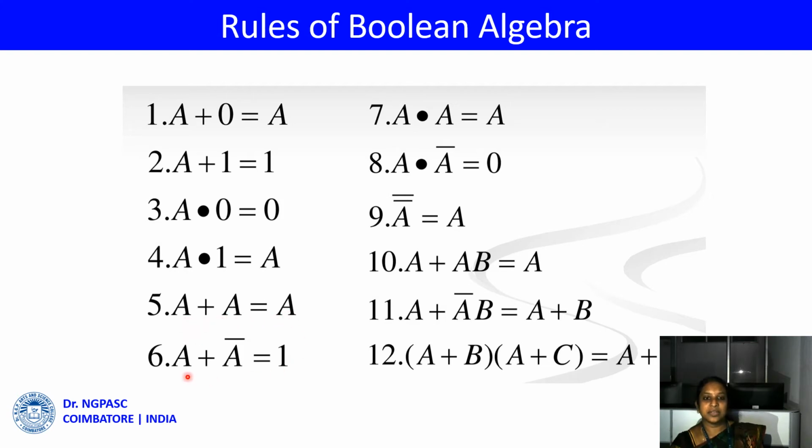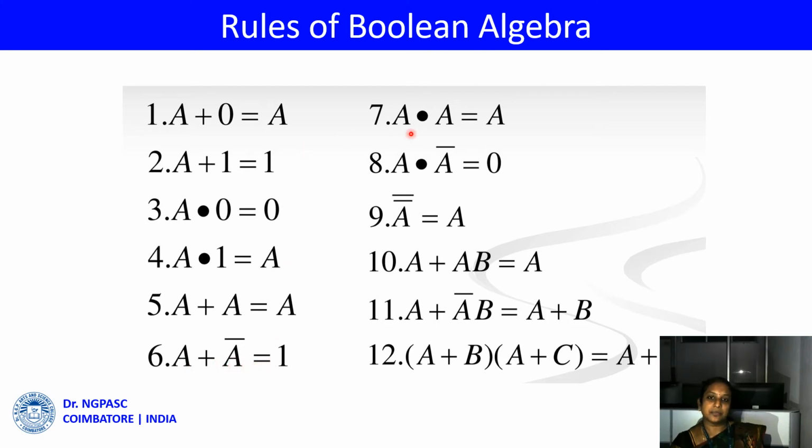Next is the variable plus the complement of the variable will give you 1. If A is 0, its complement will be 1. When it is added to 1, it will give you 1. If A is 1, the complement will be 0. So when added to the complement, it will give you 1.